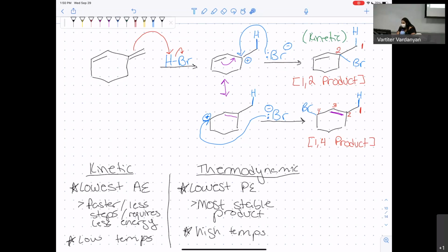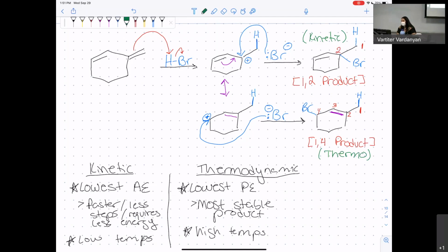Now, in this case, this is not also the thermodynamic product, but I don't want you to look at every single one and be like, oh, okay, one is kinetic, so the other one has to be thermodynamic. One product can be both at the same time. In this case, that's not true. We'll talk about that more next time. But in this case, 1,4 is the thermodynamic product. Can you tell me why? Yes, exactly. It's the thermodynamic product because it has a more stable double bond, and that's how you know it has the lowest potential energy.